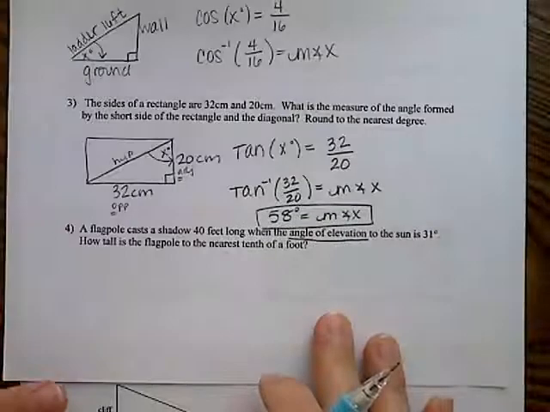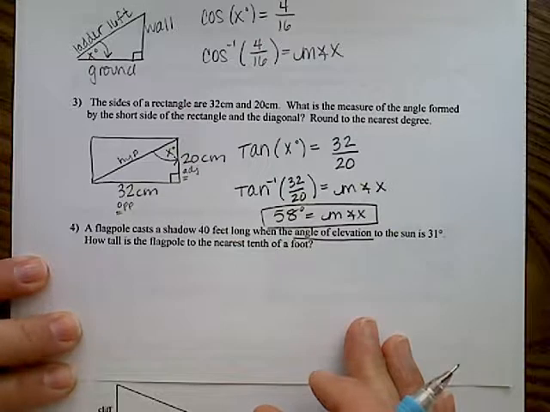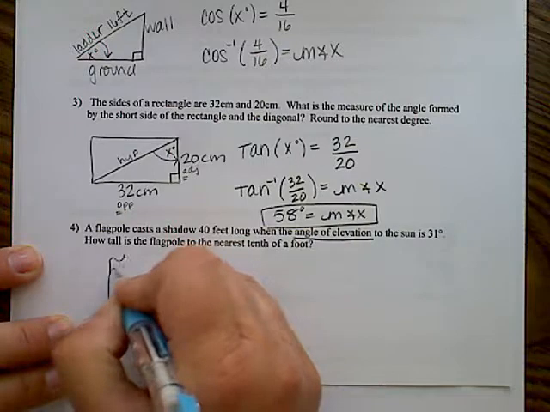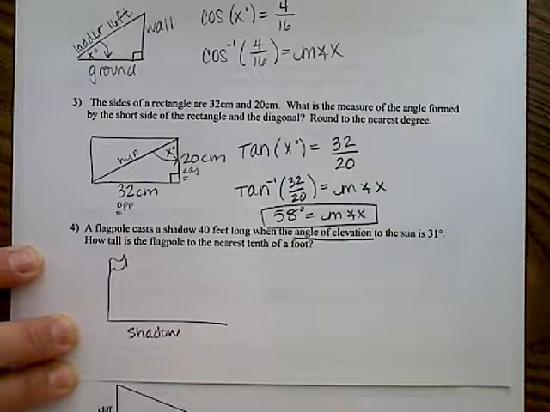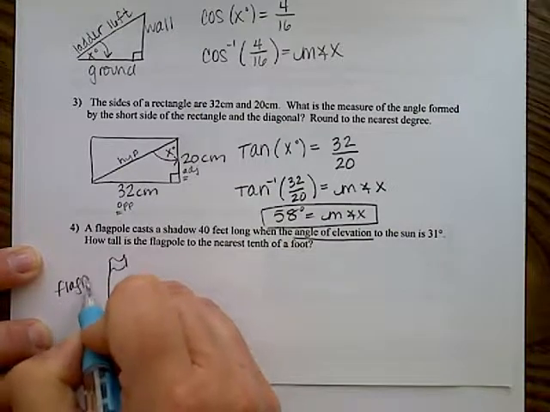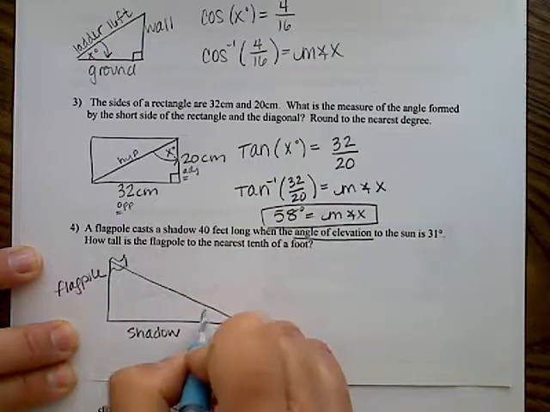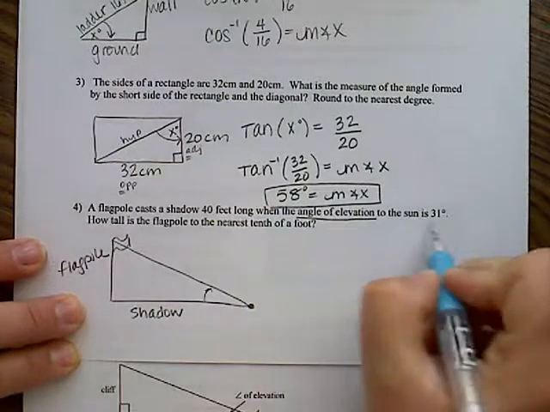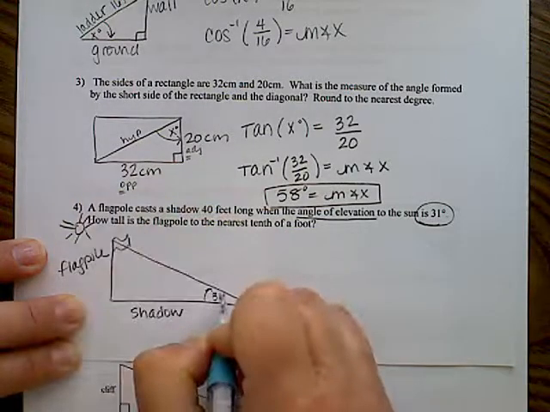So now let's go back to our previous example where we have the flagpole. So here we have a flagpole that casts a shadow 40 feet long with an angle of elevation to the sun of 31 degrees. So let's draw our little flagpole here. Here's the ground. This is our shadow. Shadows are always on the ground. Here's our flagpole. And then we have some sort of point on the ground where our angle of elevation is. So our angle of elevation is happening from the ground up. It tells us that that angle of elevation to the sun is 31 degrees.